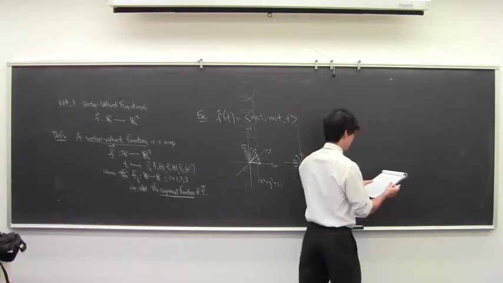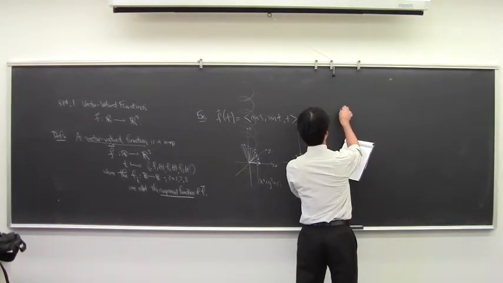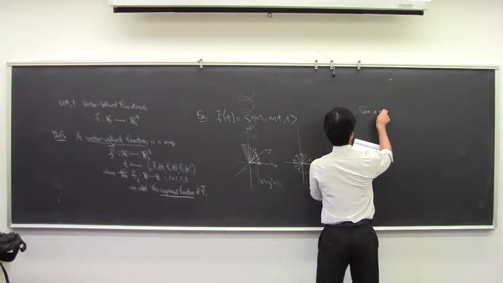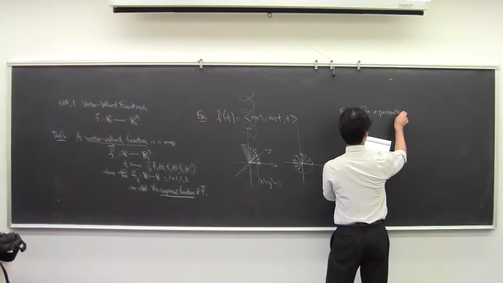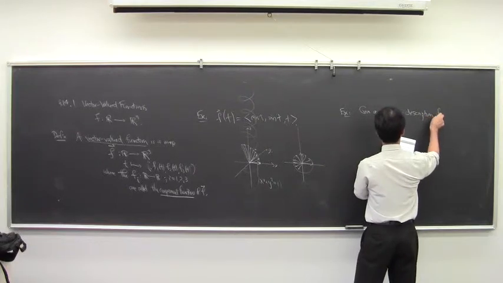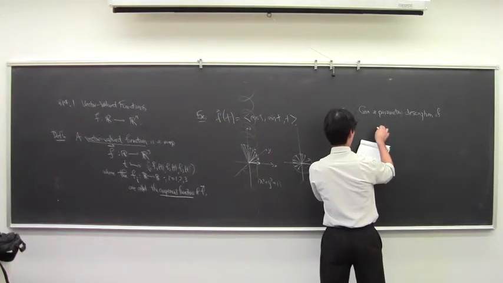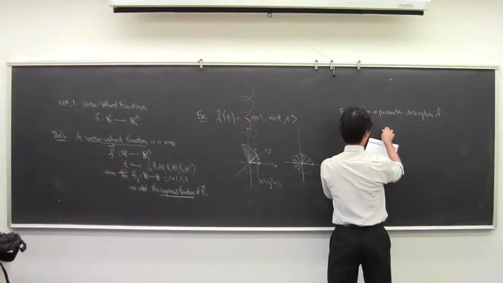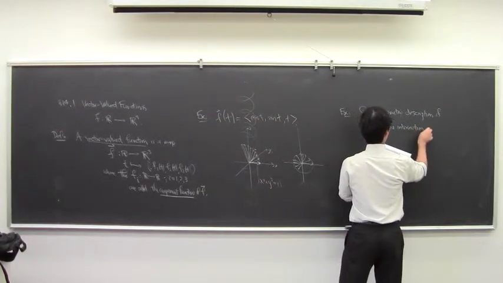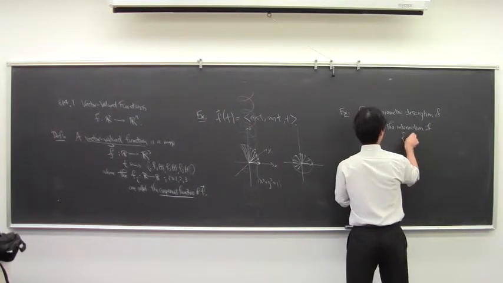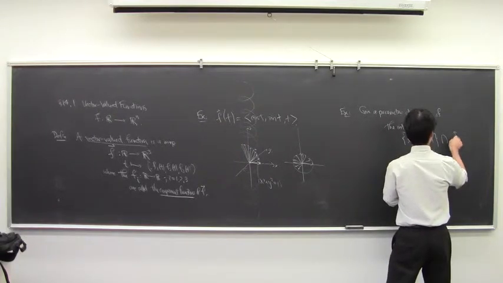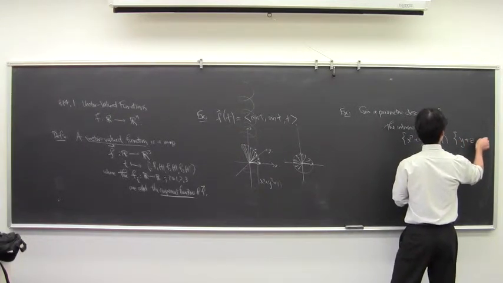Here is an example from the text. It says, give a parametric description of the intersection of the cylinder x squared plus y squared equals 1 with the plane y plus z equals 2.